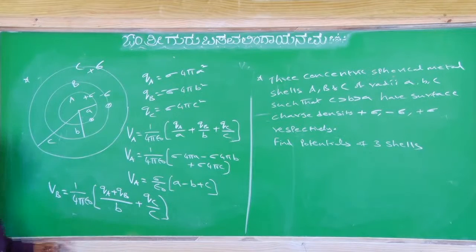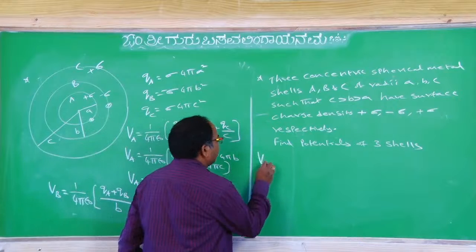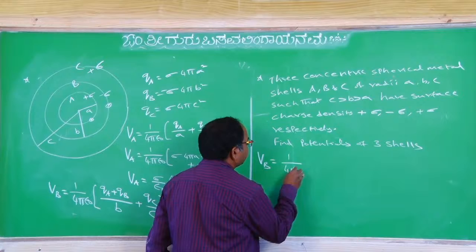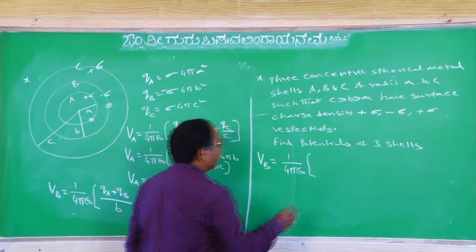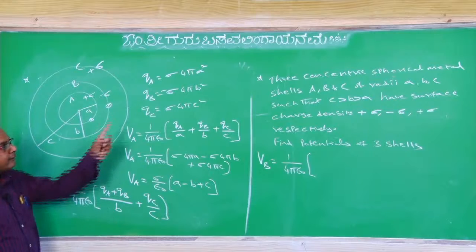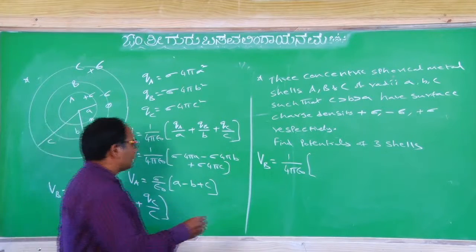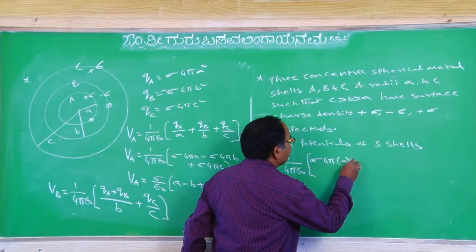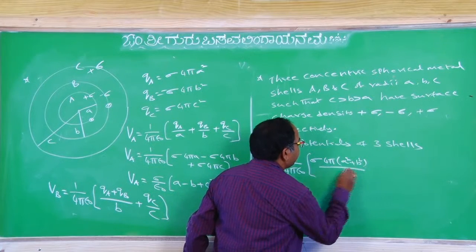Okay. So now VB is equal to 1 by 4 pi epsilon naught. Here QA by b, where QA is sigma 4 pi a square. So sigma into 4 pi, here a square plus b square divided by b.